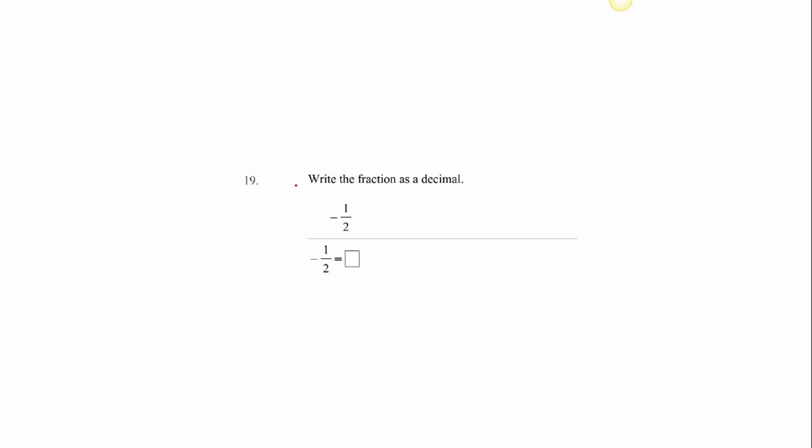Write the fraction as a decimal. We just did this one, but now we have to keep the minus sign: minus 0.5. Either way should be correct. So either negative 0.5 or minus 0.5.